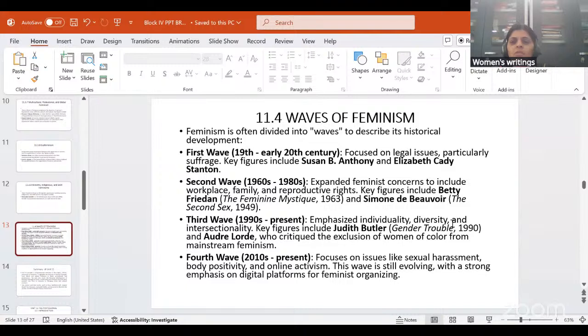So she talks about the variations in the issues of these two types of women, and comes up with different ideology, different set of points of feminism in the third wave feminism. Fourth wave feminism, when you talk about 2010 to present, it is going on. So it focuses on issues like sexual harassment, body positivity, and online activism. So this wave is still evolving with a strong emphasis on digital platforms for feminist organizing.